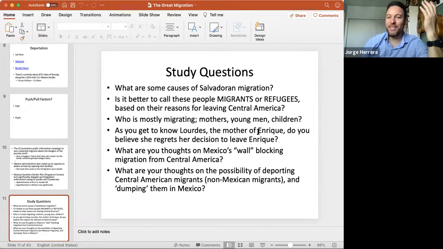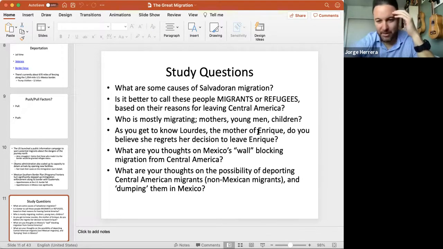They're all mad at the US because the US wants to build a wall, but hey, let's build a wall on the southern border. What are your thoughts on the possibility of deporting Central American migrants, so non-Mexicanos, and dumping them in Mexico, which is what the US does as well?